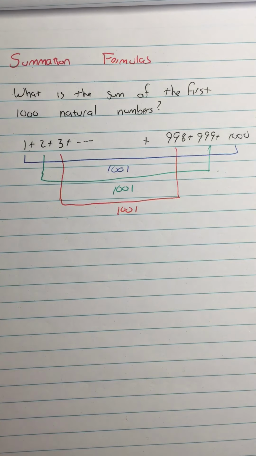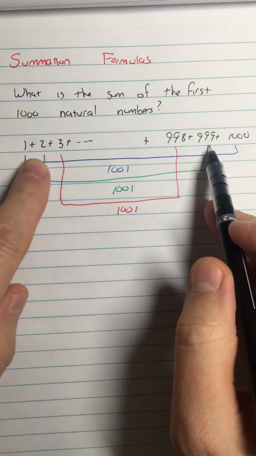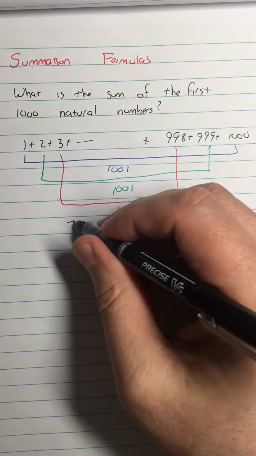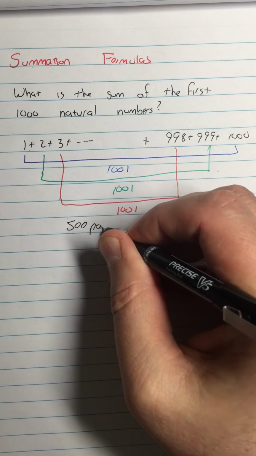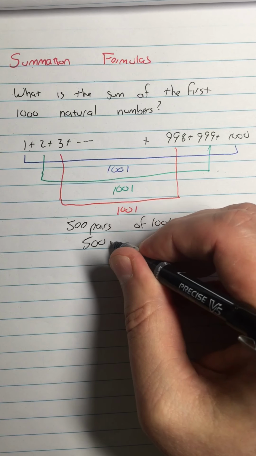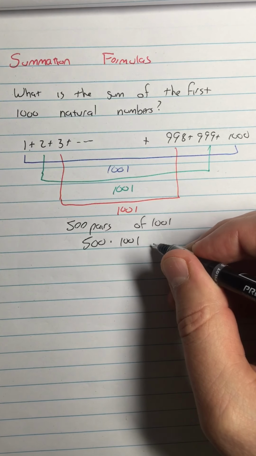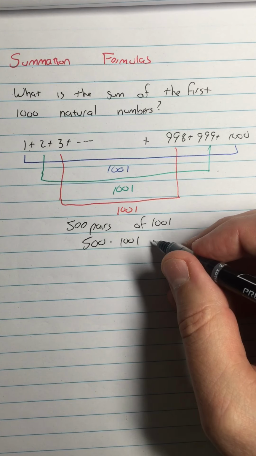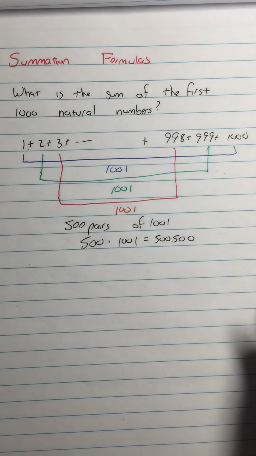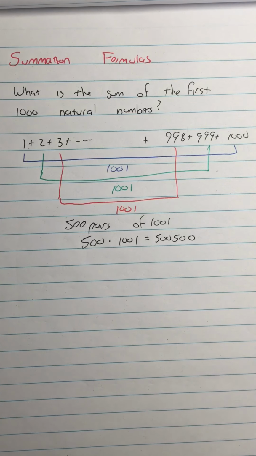And the only question is, how many of them are you going to have? Well, you're going from both ends. The numbers go up to 1,000, so you're going to have 500 pairs. So you have 500 pairs of 1,001. So you just do 500 times 1,001, which equals 500,500. Right? Less than a minute. Add up all the numbers from 1 to 1,000.